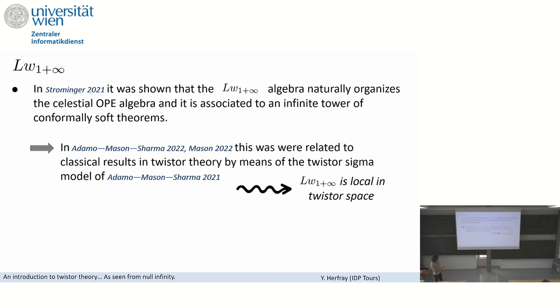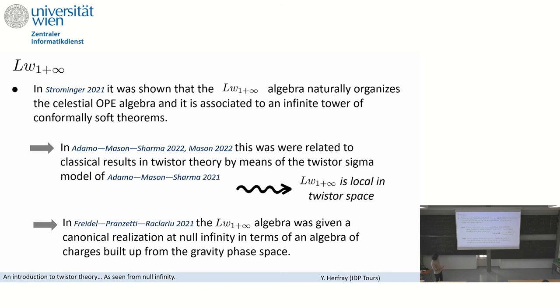But then Adamo, Mason and Sharma could show that this is related to a classical result in twistor theory. The way they prove that is by way of the twistor sigma method. And the main outcome of this, which I'm going to explain now, is that this symmetry, which is very non-obvious in space-time, is very elementary in twistor space. It's just going to be local in twistor space. It's just going to be some sort of diffeomorphism in twistor space.